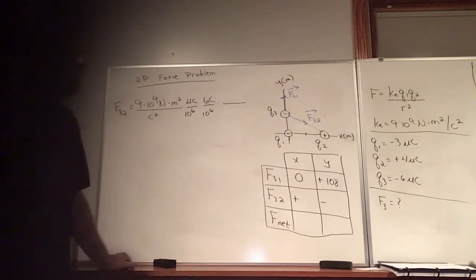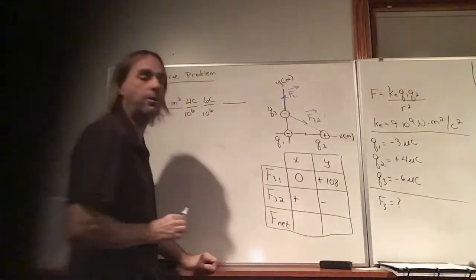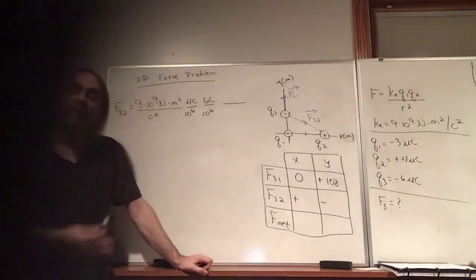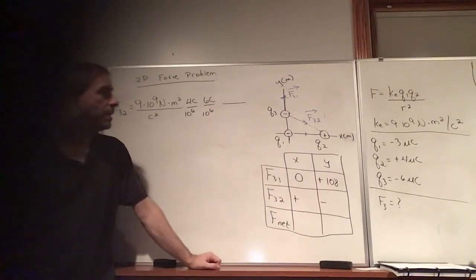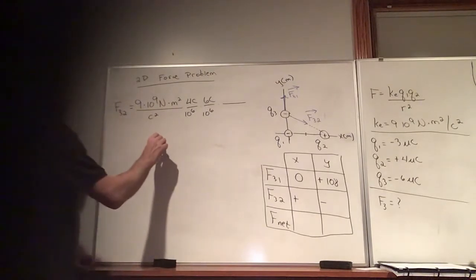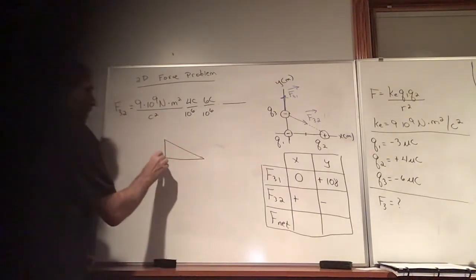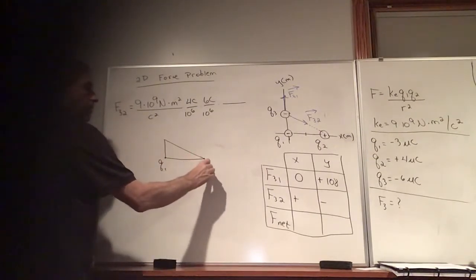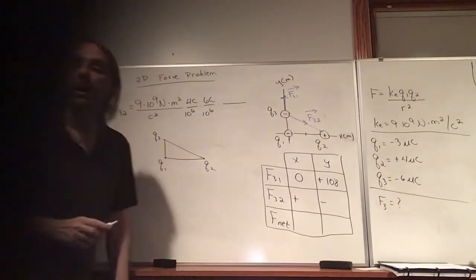So what distance are we talking about? We're talking about the distance between charge 2 and charge 3. And so we have to find that by using geometry. We have a right triangle here. So I'm going to draw this triangle. Basically, we have Q1, or that's the origin. Here's Q2. Here's Q3. We have a nice right triangle.